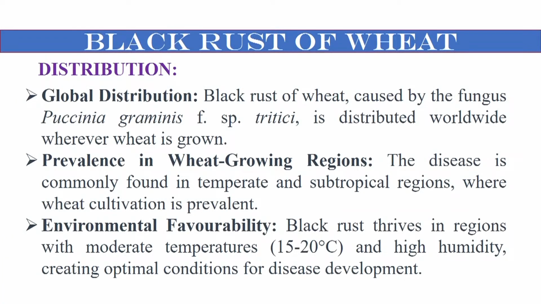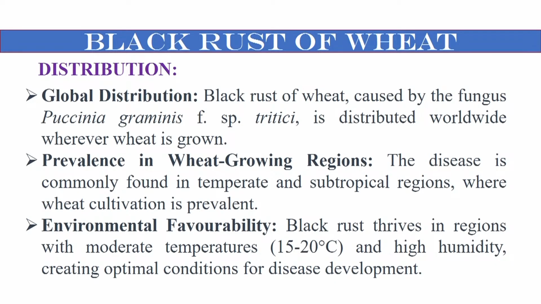Dear learners, regarding the distribution of black rust, it is globally distributed. Black rust of wheat is caused by the fungus Puccinia graminis f. sp. tritici and is distributed worldwide wherever wheat is grown.